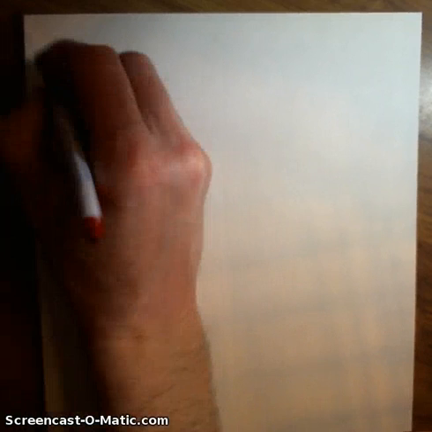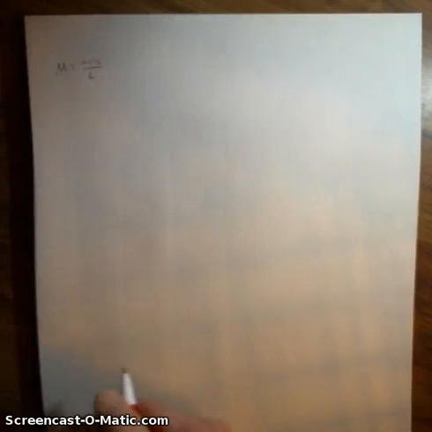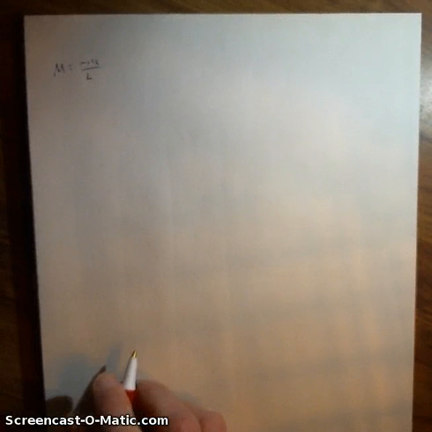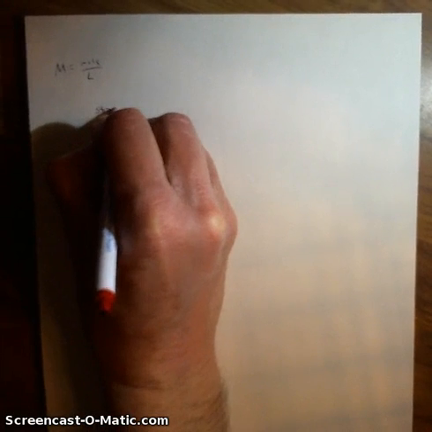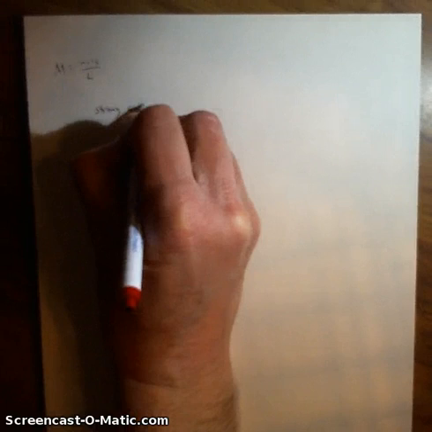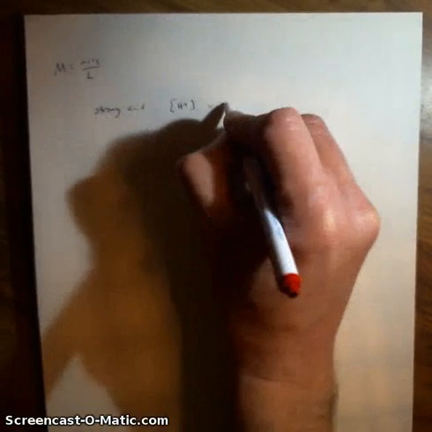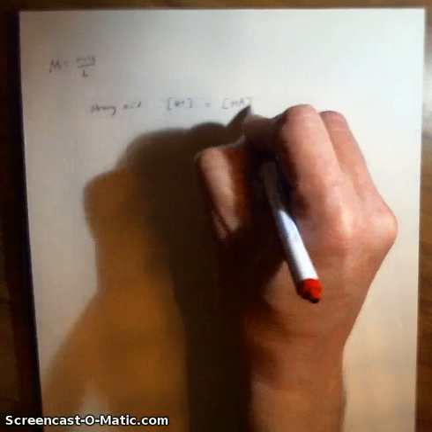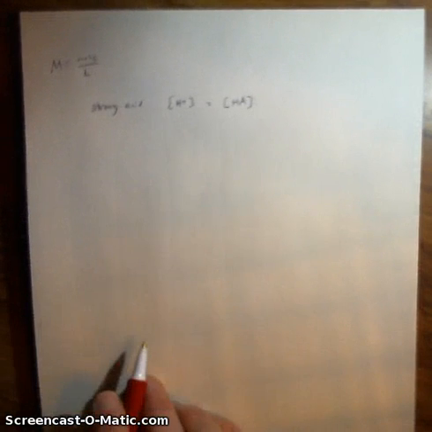Now, to finish the strong titration, we need to remember just a few simple things. The first is that molarity is always equal to moles over liters. That's our concentration. The next thing we need to remember is that for a strong acid, the concentration of H plus is always just equal to the concentration of the acid itself. So the concentration of H plus in hydrochloric acid is just the concentration of the hydrochloric acid.